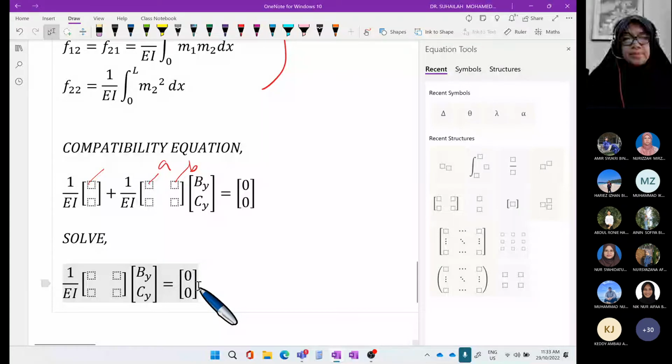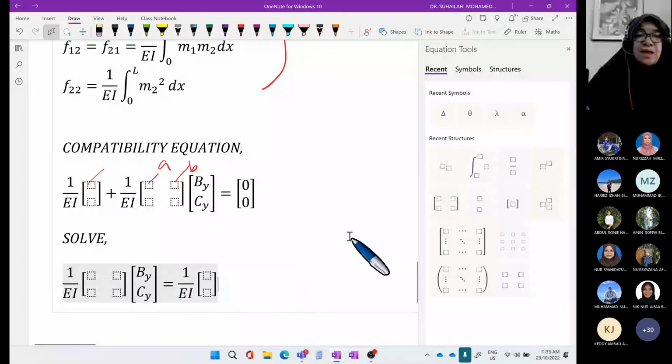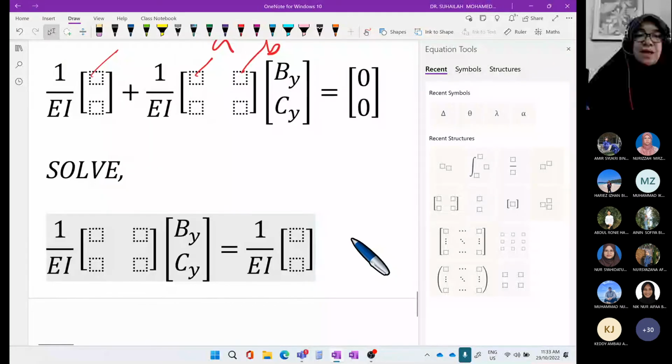Okay, bila nak solve, you kena susun dia dalam bentuk macam ni. So this will be A1. This is B1. This is C1. This is A2. This is B2. This is C2. So put all this into calculator.